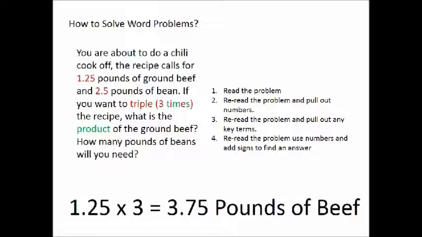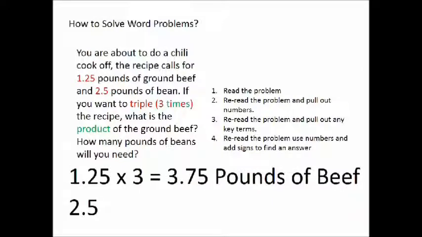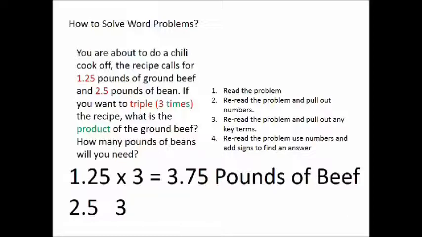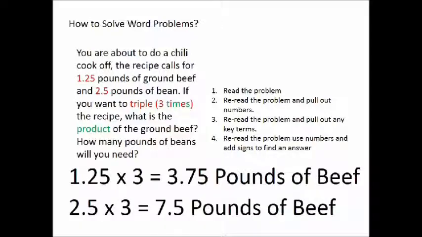Then we're going to go to the next one. So we have 2.5 for our pounds of beans, and then we want to triple it, so we're going to multiply it by 3. I'm sorry about that, you guys, but it's going to disappear in a second. So 2.5 times 3 is going to equal 7.5 pounds of beef. That should actually say beans. I am completely sorry, you guys. But we have 7.5 pounds of beans. So you're going to have your 2 answers, 3.75 pounds of beef, and then the second one should be beans. So make sure you change that in your notes.